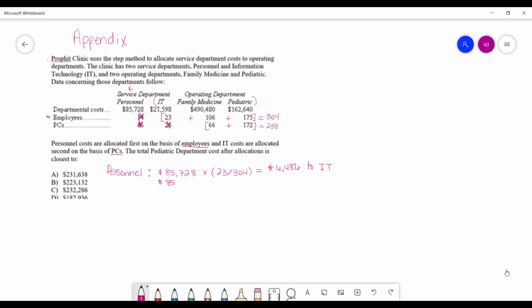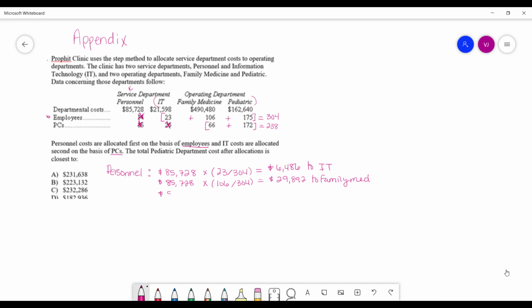Next, I need to know how much of the 85,728 will get allocated to family medicine. How many employees does family medicine use in relation to these 3? Well, family medicine uses 106 employees out of the 304. So that means family medicine will become responsible for $29,892 of personnel cost. That's how much family medicine will get.